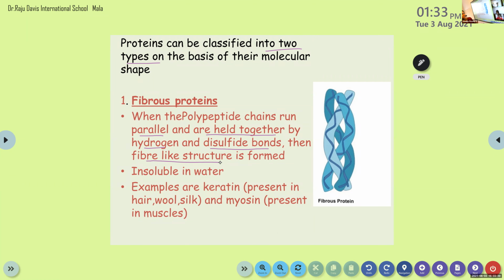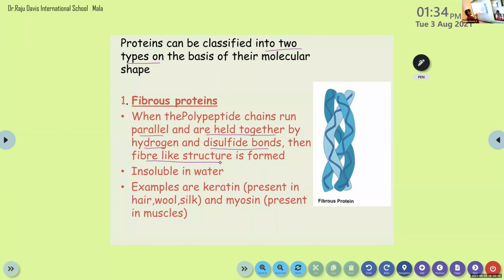You know that more than 100 amino acids are joined together with peptide bonds to form a protein, right? So these polypeptide chains run parallel and are held together by hydrogen and disulfide bonds. This is the linkage between these chains. Then a fiber-like structure is formed.